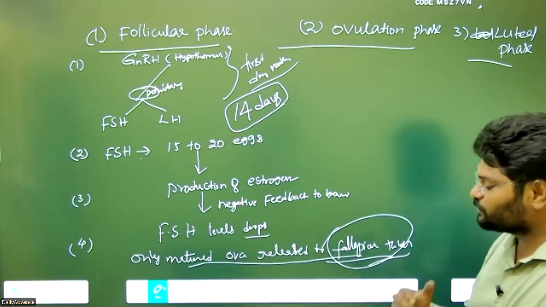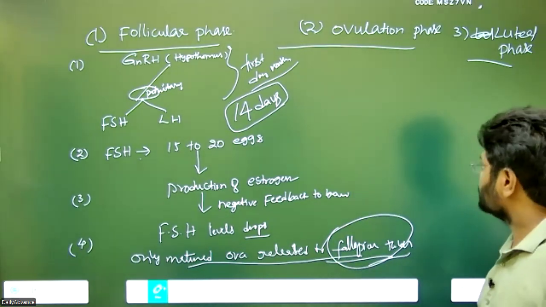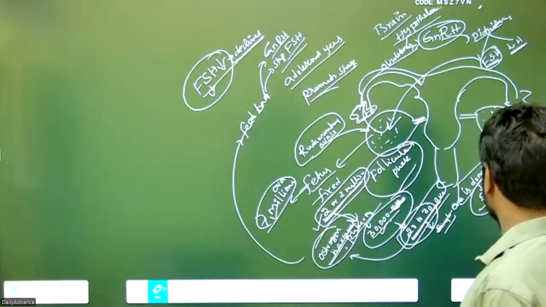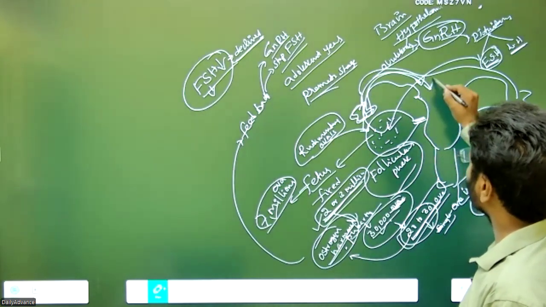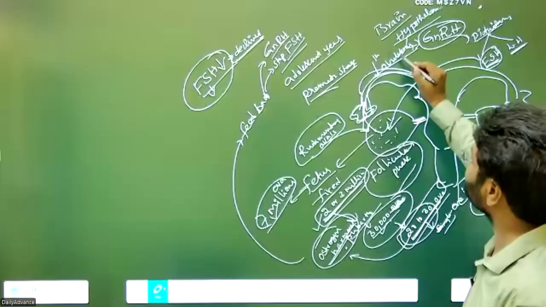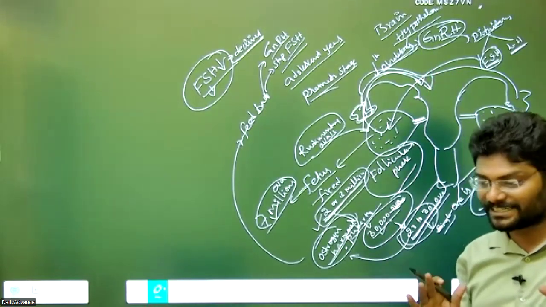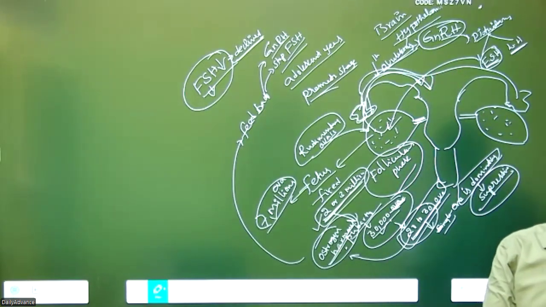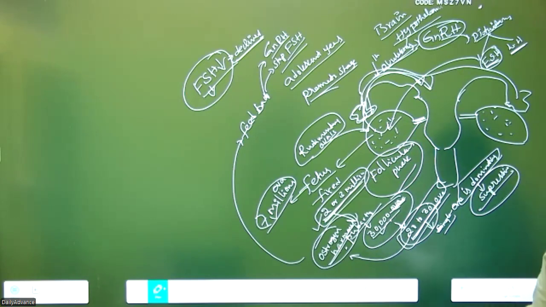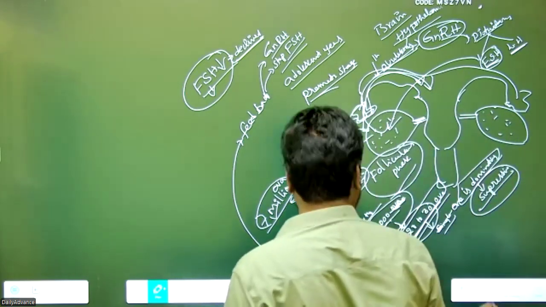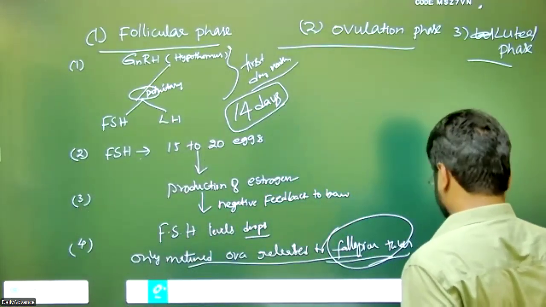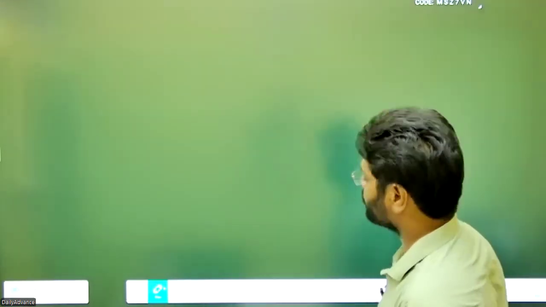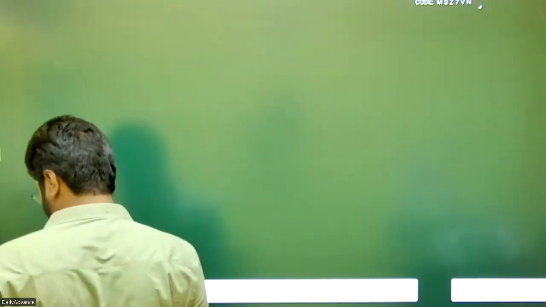So after 14 days, where is the ova? In the fallopian tube. The fallopian tube is a long one, and the ova has to set on a journey. Whatever things happen in this process, we call the ovulatory phase. So in the ovulatory phase, what happens?